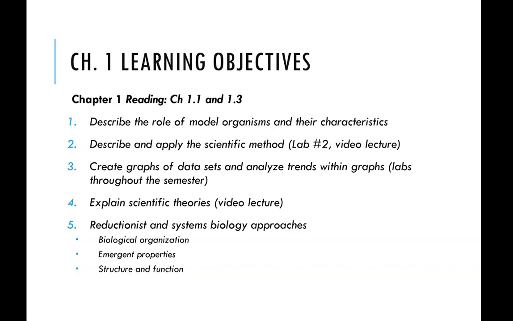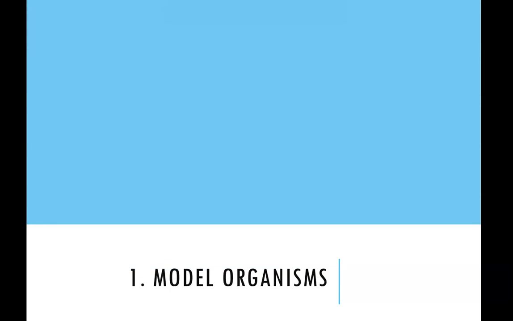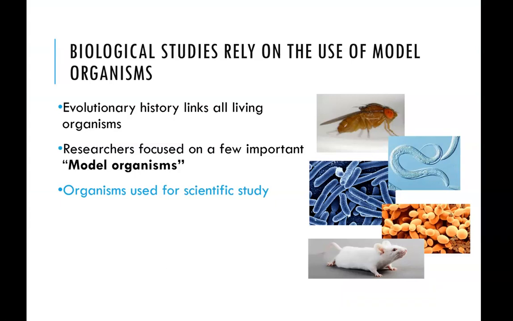Now, normally our chapter lectures will follow very closely with the book chapters. This one just diverges a little bit for some reason. I don't know why. So let's get started talking about model organisms. Model organisms are organisms that biologists or other scientists use as a model system to learn about similar organisms.